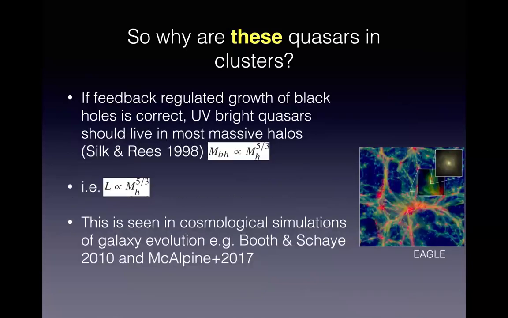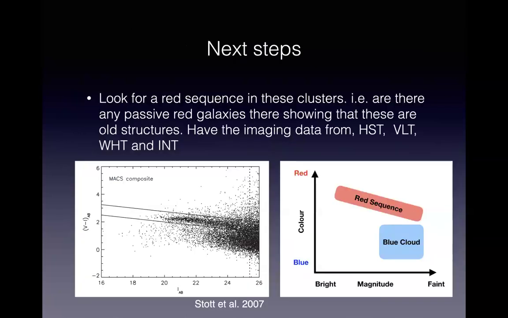And so this kind of makes sense from a Silk and Rees kind of argument. If feedback regulated growth of black holes is correct, the UV brightest quasars should live in the most massive halos. The mass of the black hole correlates with the mass of the halo to the 5/3, so the Eddington luminosity should as well. It is seen in cosmological simulations such as Booth and Schaye, and McAlpine 2017 in EAGLE. So it looks like we are seeing this for just the most extreme, brightest quasars. And perhaps we might go and follow up these quasars soon to see if there are any passive galaxies there as well, and look for red sequences, etc., in these potential overdensities around these quasars.